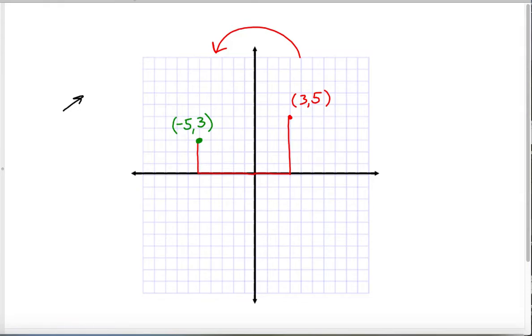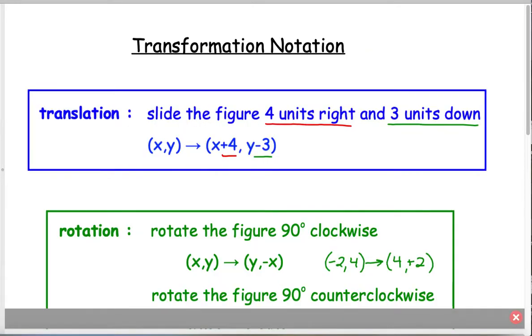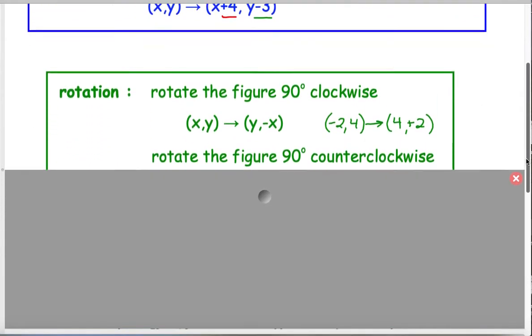And one thing else I wanted to point out is if we made a right triangle from the origin with that point and with our new point, that makes a right angle, a 90-degree angle, and that's what we were doing. We were rotating 90 degrees counterclockwise. So once again, the rule is change the order of the two numbers and then change the sign of the y number. So let's see how that would look in terms of our notation.